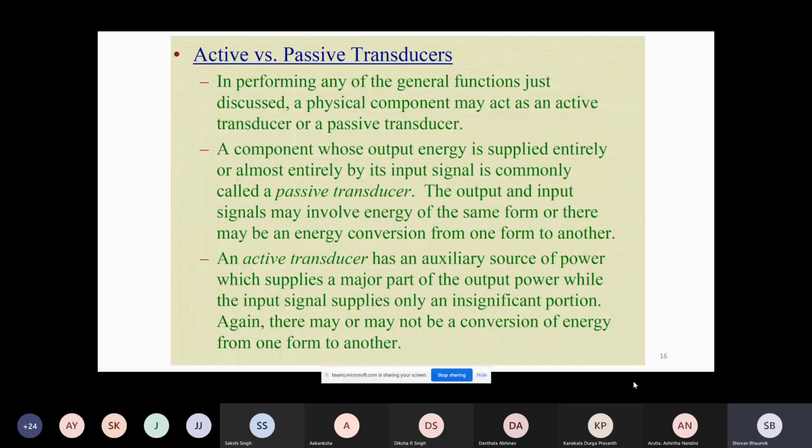And finally, what I discussed about the active and passive transducer. That means in an active transducer you need a constant power source or a power source from which the energy is derived. In a passive transducer you don't need it. The energy comes from the measurement, that means what you want to measure.